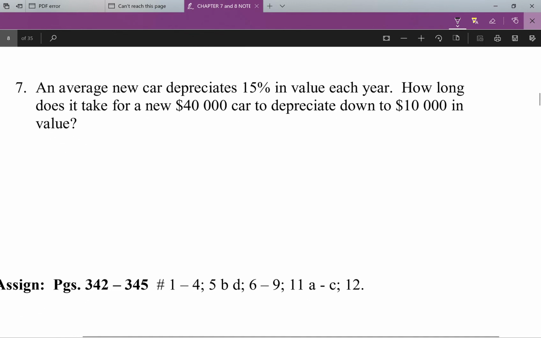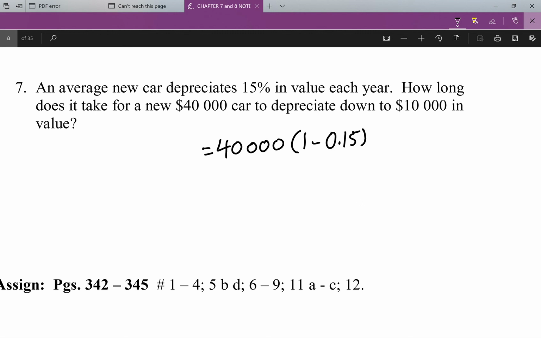An average new car depreciates 15% in value each year. How long will it take for a new $40,000 car to depreciate down to $10,000 in value? My starting value is $40,000. And then we're depreciating by 15%. So I'm going to get 1 minus that 0.15, and that's every year. So I'm just going to put it straight up as being t right there. On my other side, I'm going to have the 10,000.